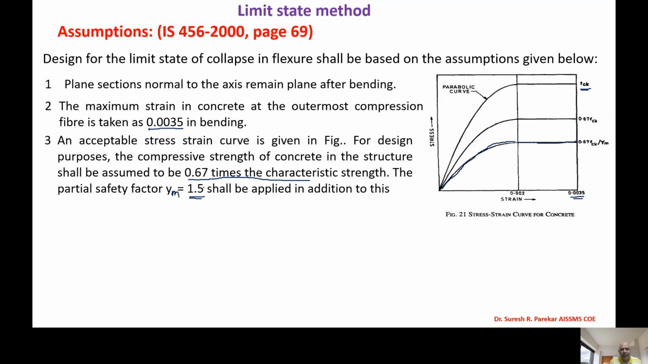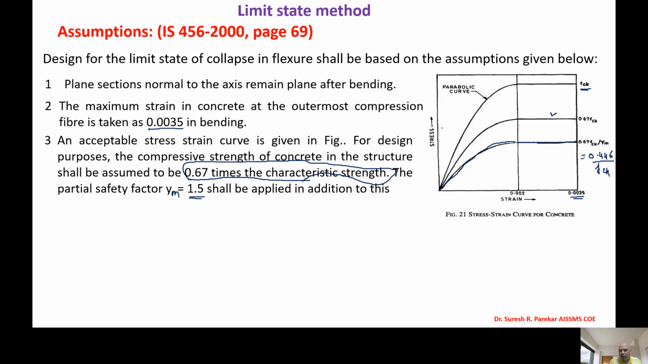Now fck is the characteristic strength, and here it is clearly mentioned that for the structure it shall be taken as 0.67 times the characteristic strength. Therefore this curve will be multiplied by 0.67, and we have this secant curve. Now we have to divide it by gamma m, which is 1.5, and this value comes to 0.446 fck. So 0.67 fck divided by 1.5 is the maximum stress in the concrete.